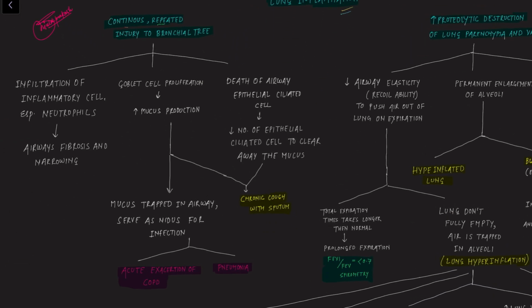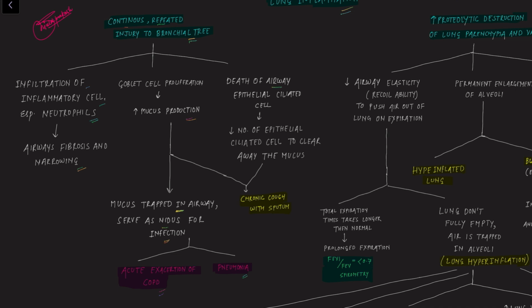Continued repeated injury to the bronchial tree, with infiltration of inflammatory cells like neutrophils, leads to airway fibrosis and narrowing. Goblet cell proliferation increases mucus production. Mucus trapped in the airways serves as a nidus for infection, like acute exacerbation of COPD and pneumonia.